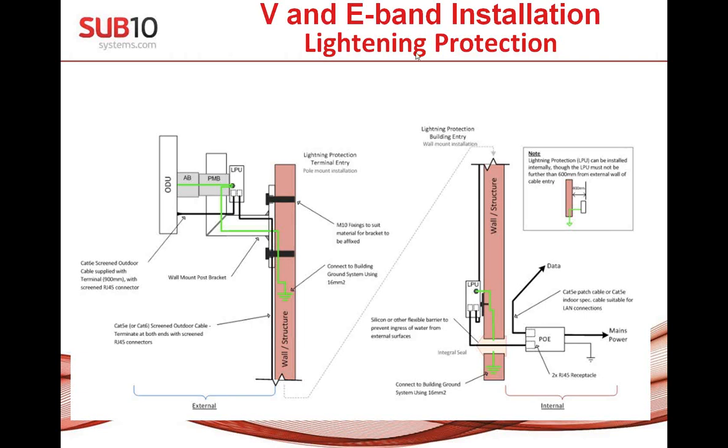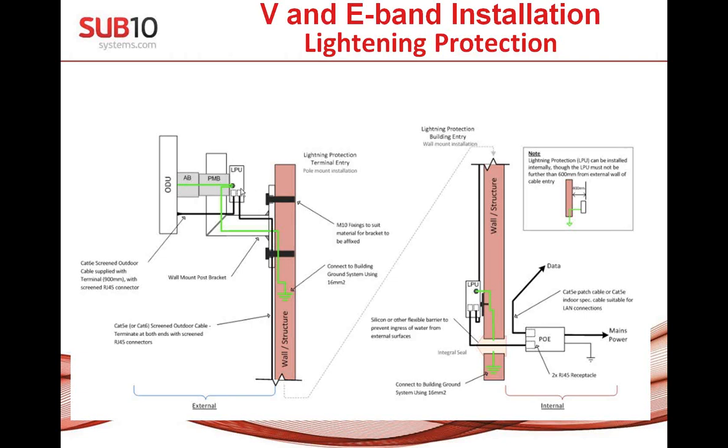Okay, lightning protection. It's again from documentation. There is also a description of how to calculate the risk zone for your installation. What you can do if you are deploying a link in a high risk area is use the LPU. It's very easy. The LPU will be installed close to the ODU.